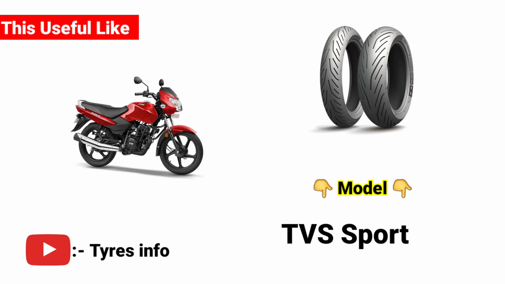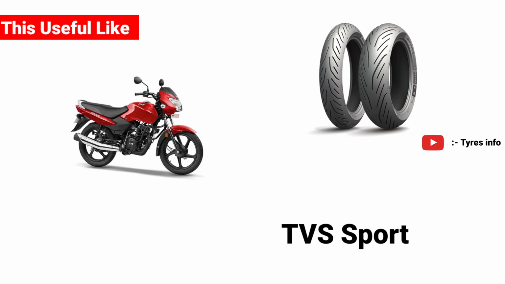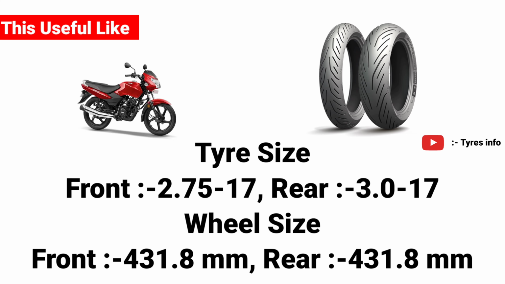You can check your tire size details on screen. Now you can see your bike tire size information on the screen. Tire sizes: your front tire and rear tire. Front tire means the front wheel information. Rear tire means the back tire information, the back side wheel tire size information.